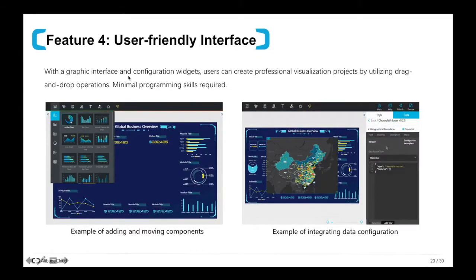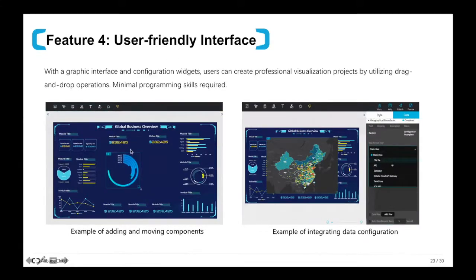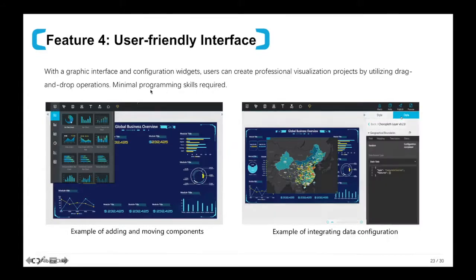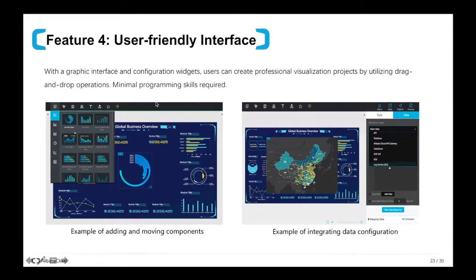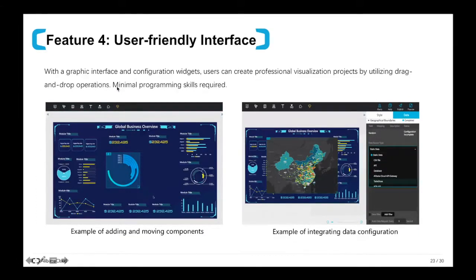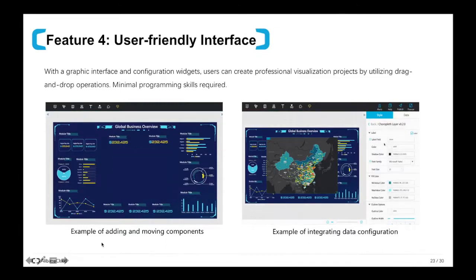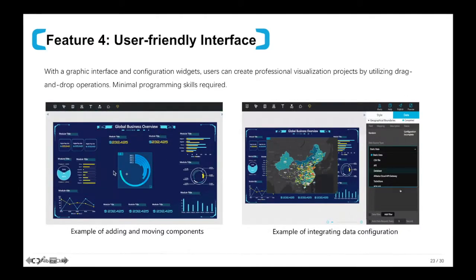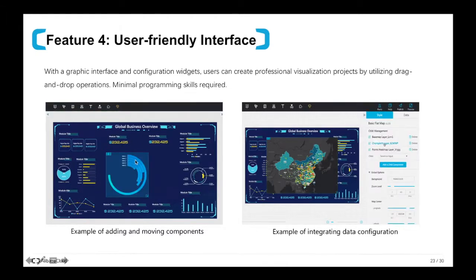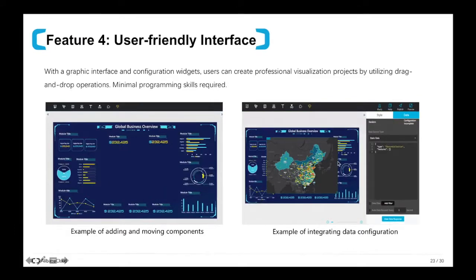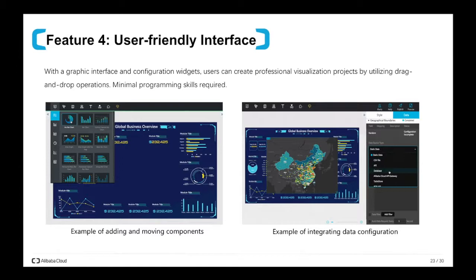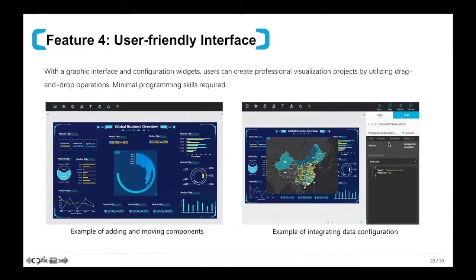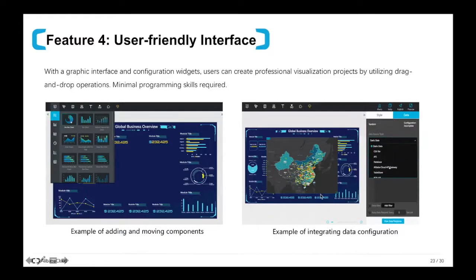With a graphic interface and configuring widgets, users can create professional visualization projects by using drag and drop operations. So this is another feature of DataV, a user-friendly interface. So minimum programming skills are required. So you can see that you can simply drag and drop a chart here into your canvas here. And on the right side it shows examples of integrating data configuration. So you can simply click the Data tab and select the data source types according to your own business requirements.